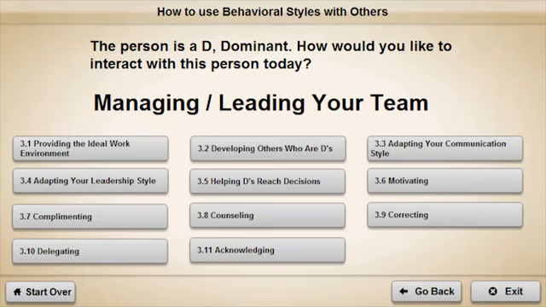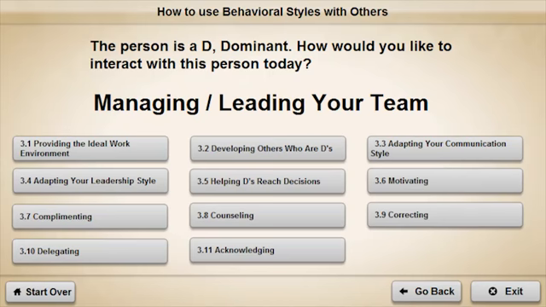The third major category is managing and leading your team. So some of the subsections under there that you might choose are providing the ideal work environment, and again, this is by style, adapting your communication style, adapting your leadership style, helping others reach decisions, motivating each style, complementing each style, counseling each style, correcting, delegating, or acknowledging. And this is by the style that you have chosen.